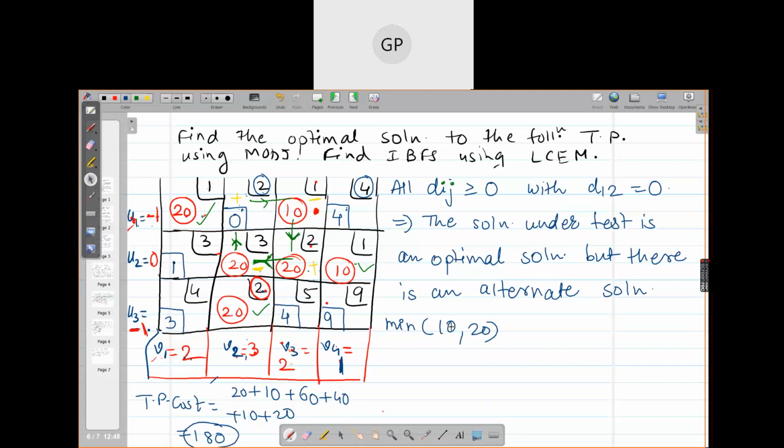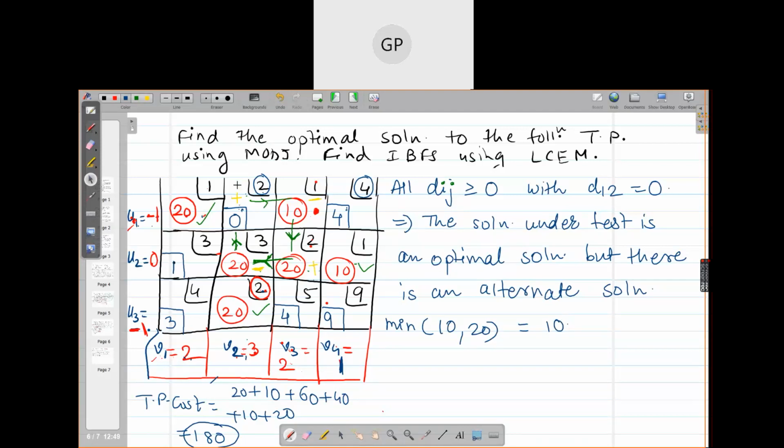You have to find the minimum of what? The number of units, not the cost. Do you understand this? Yes, ma'am. You are going to adjust the number of units. So the minimum of 10 and 20 is equal to 10. Okay. 10.